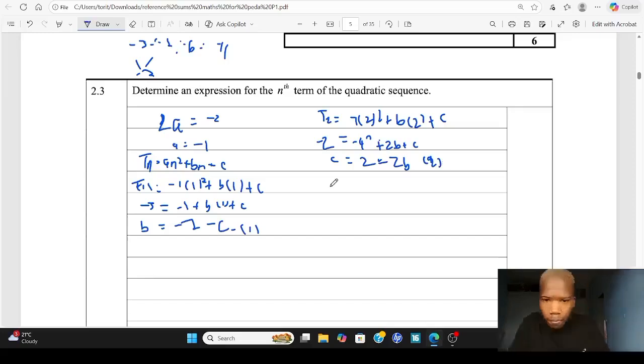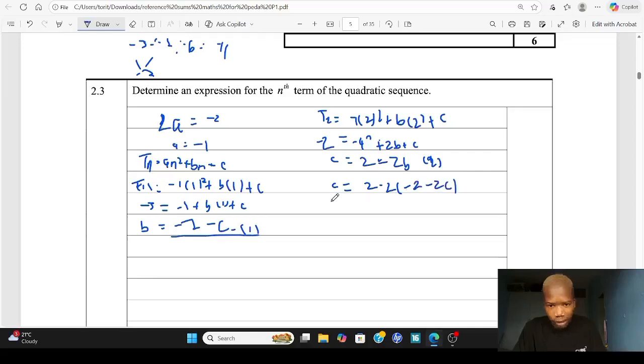Now we can substitute the expression for b from equation 1 into equation 2. So we can say c is equal to 2 minus 2 times (minus 2 minus c), which is 2 minus 2 minus 2c.